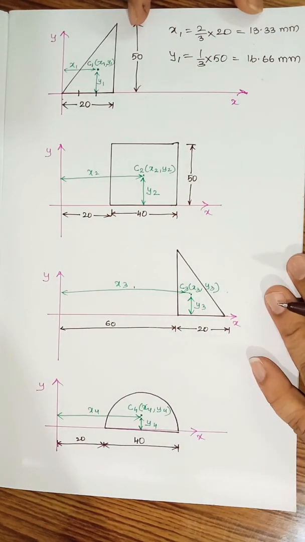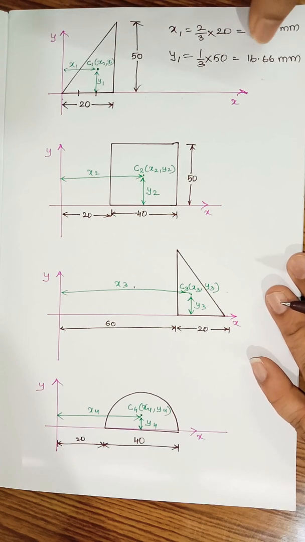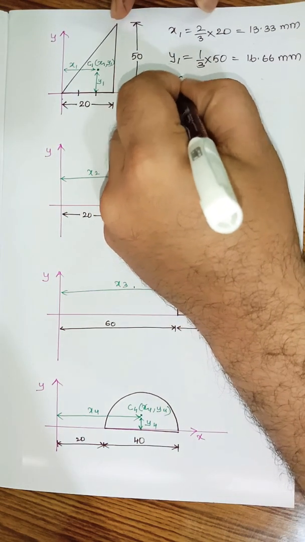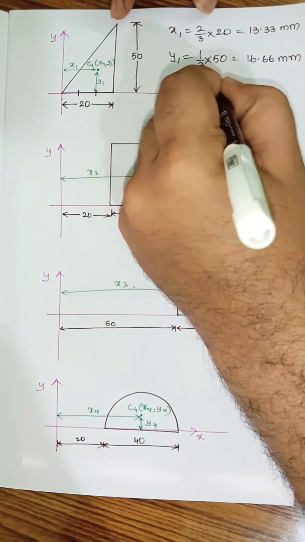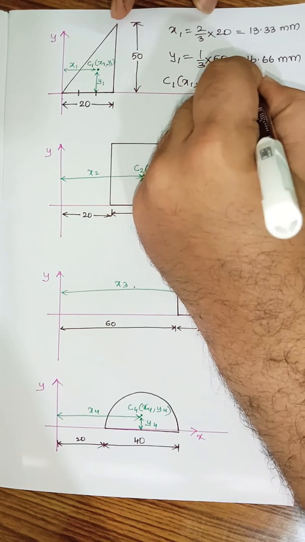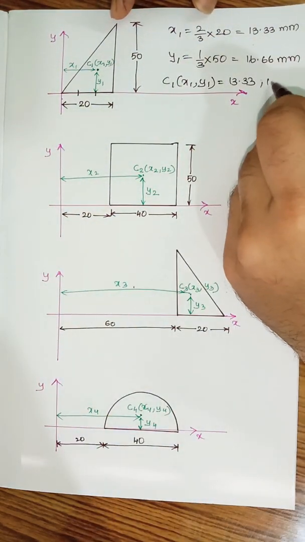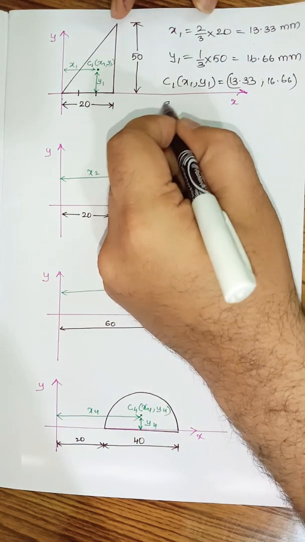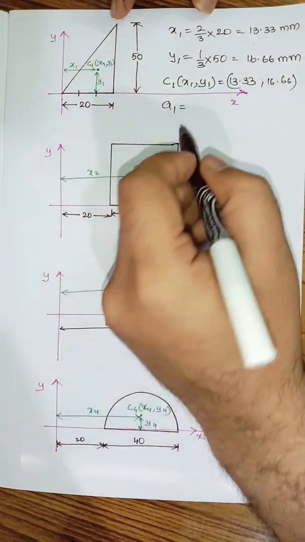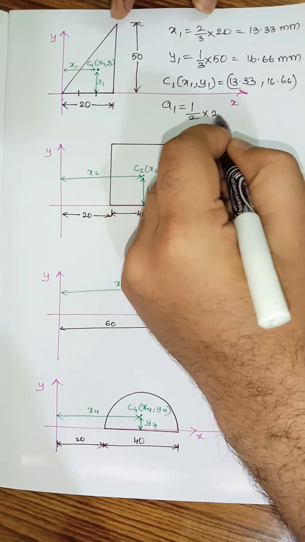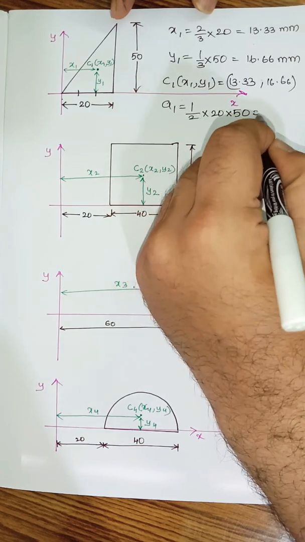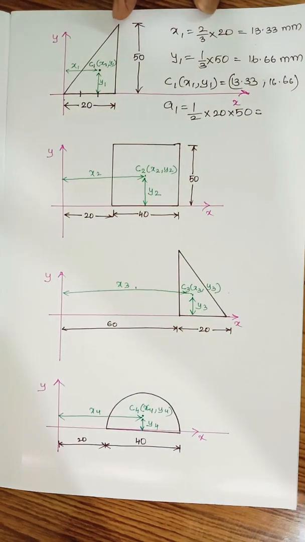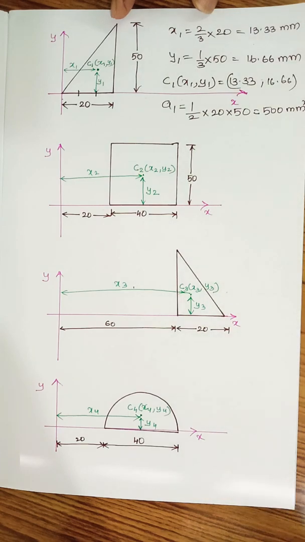Now the coordinates x1 and y1 will be 13.33 millimeter and 16.66 millimeter. So C1 (x1, y1) will be equal to 13.33 and 16.66 millimeters. If I take A1 as the area of the triangle, A1 will be equal to half multiplied by base multiplied by height, which will be equal to 500 millimeter square.